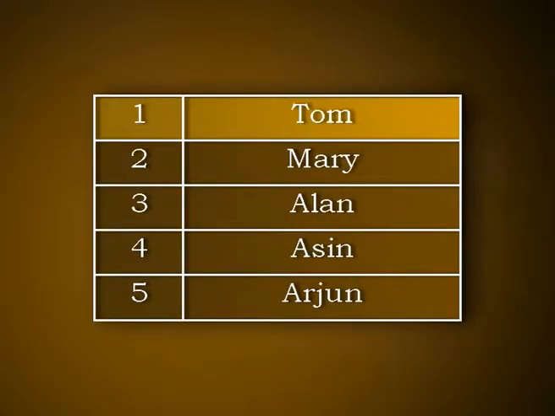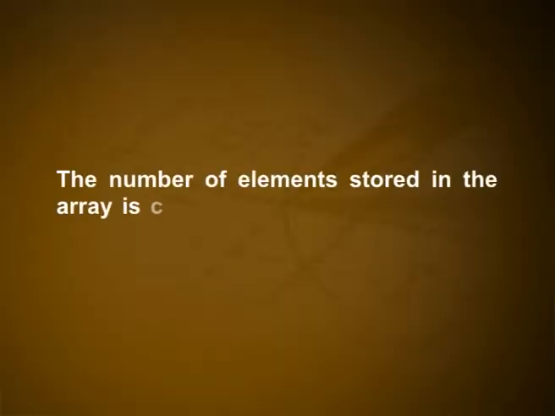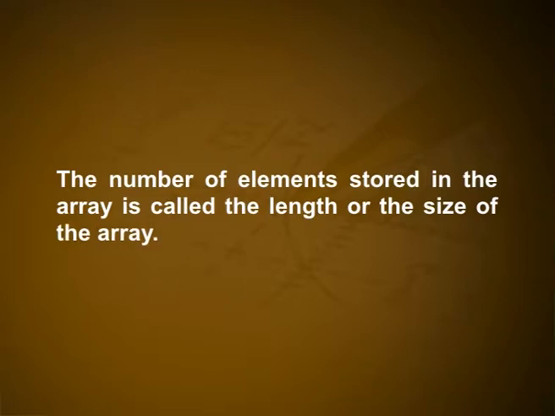Up to AMN. Example, a linear array student to store the names of 5 students is given below. Student 1 Tom, student 2 Mary, student 3 Ellen, student 4 Asin, student 5 Arjun. Here, student of 1 denotes Tom, student 2 denotes Mary, etc. Linear arrays are otherwise known as one-dimensional arrays and each element in the array is referenced by one subscript. The number of elements stored in the array is called the length or the size of the array.